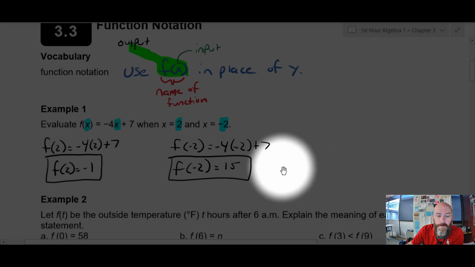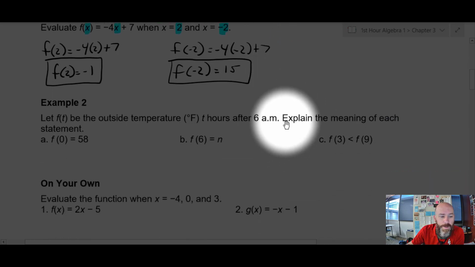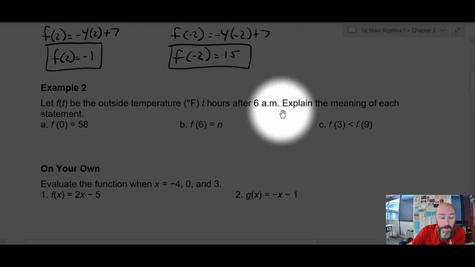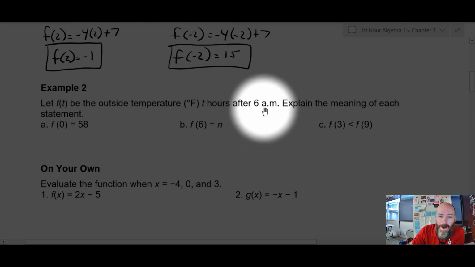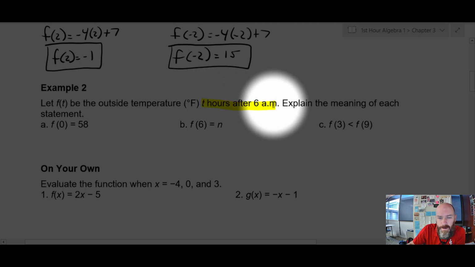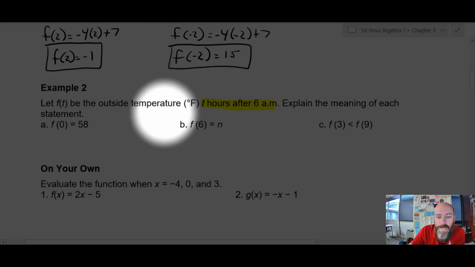Okay. Example 2, let f of t be the outside temperature in degrees Fahrenheit, t hours after 6 a.m. This is a big thing here. Hours after 6 a.m. So think about if it was 2 hours after 6 a.m., it's 8 a.m.